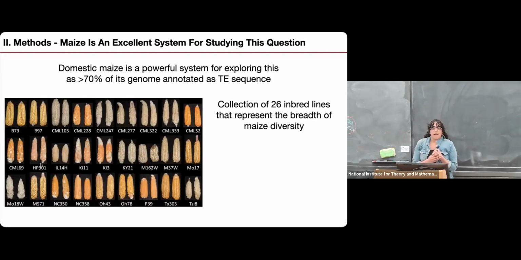So to actually evaluate these questions, we decided to use domestic maize, as over 70% of its genome has been annotated as TE sequence, making it an ideal study system for this question. In particular, we decided to use a collection of 26 diverse inbred lines that represent the breadth of maize genetic diversity.